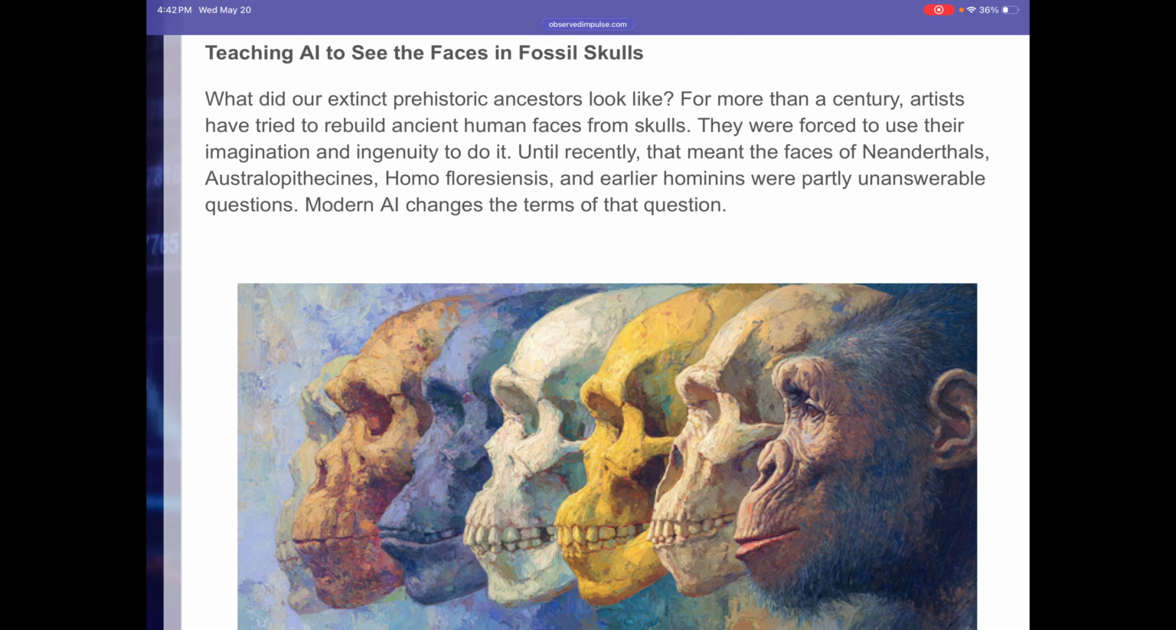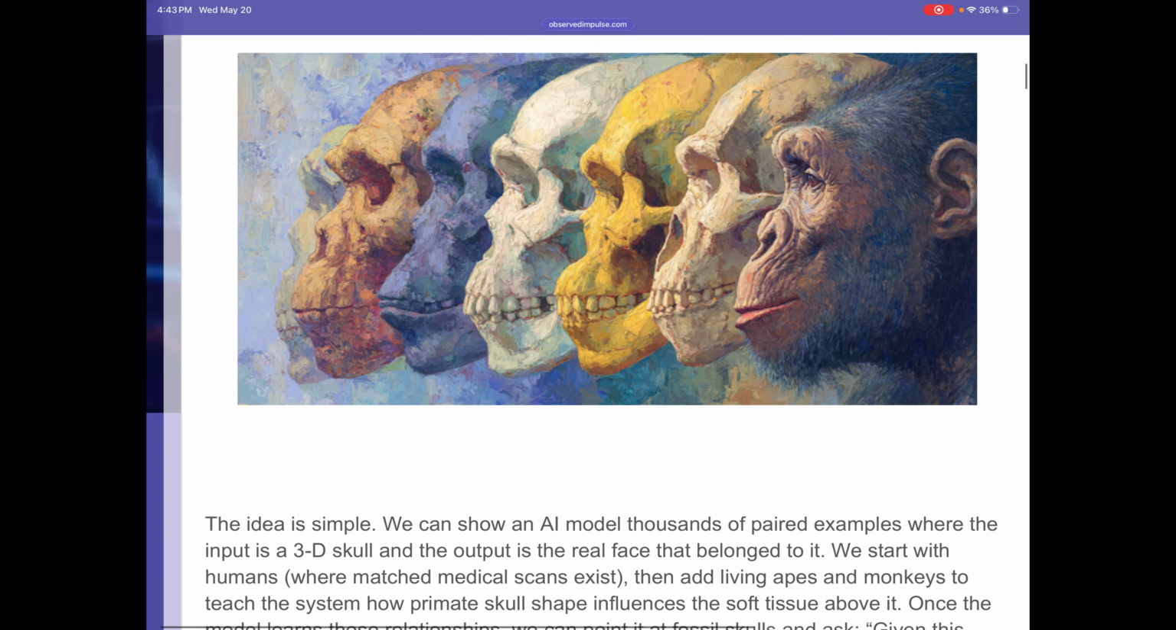For more than a century, artists have tried to rebuild ancient human faces from skulls. They were forced to use their imagination and ingenuity to do it. Until recently, that meant the faces of Neanderthals, Australopithecines, Homo floresiensis, and earlier hominins were partly unanswerable questions. Modern AI changes the terms of that question.